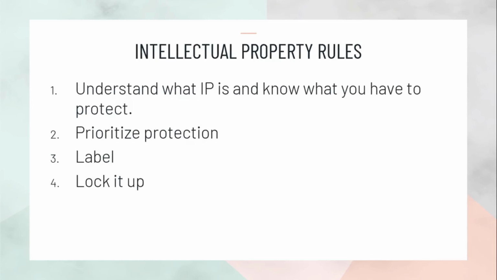Intellectual property rules. Number 1, understand what IP is and know what you have to protect. Prioritize protection, label, and of course, lock it up.